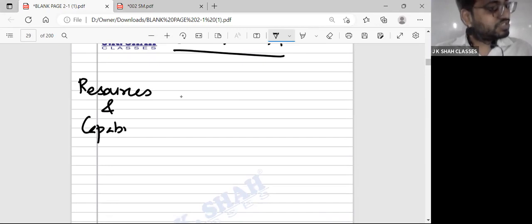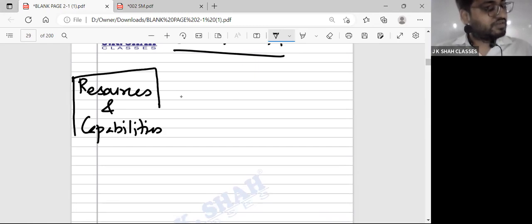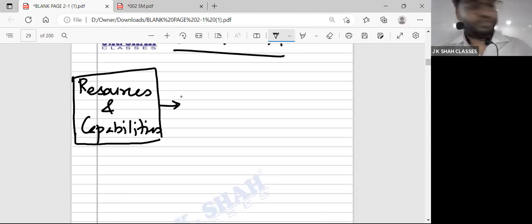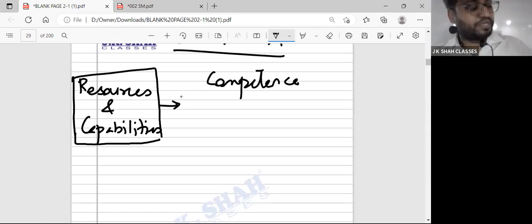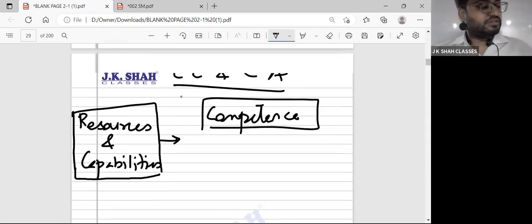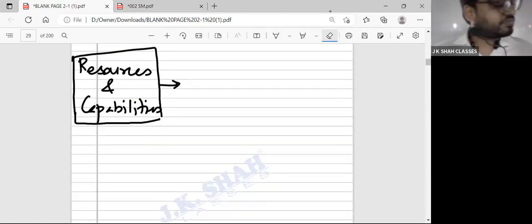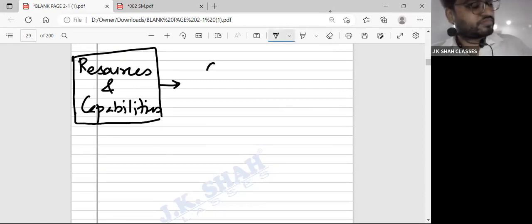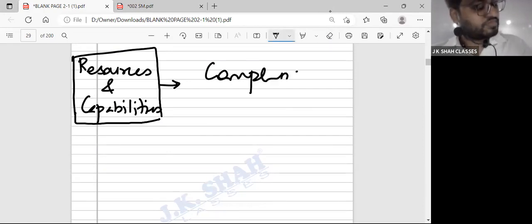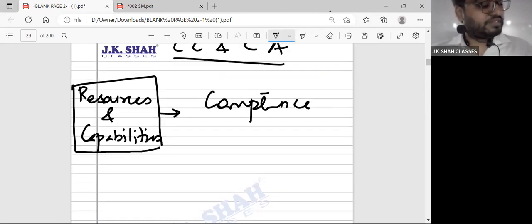This is resources and capabilities. I'll give you time to copy. Please don't copy now because I may have to erase. I may fall short of space. Resources and capabilities. Competence.